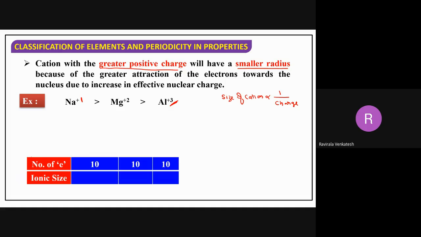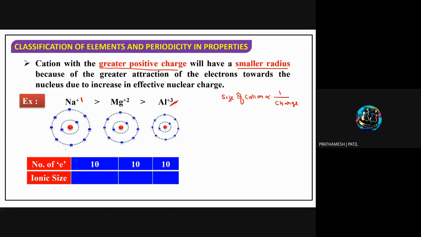Now, observe here: all are having the same number of electrons, correct or not? 10, 10, 10. Now, for these 10 electrons, how much nuclear charge is there in this case? For attracting the 10 electrons, what is the nuclear charge? 11. For this one, 12. For this one, it will be 13.